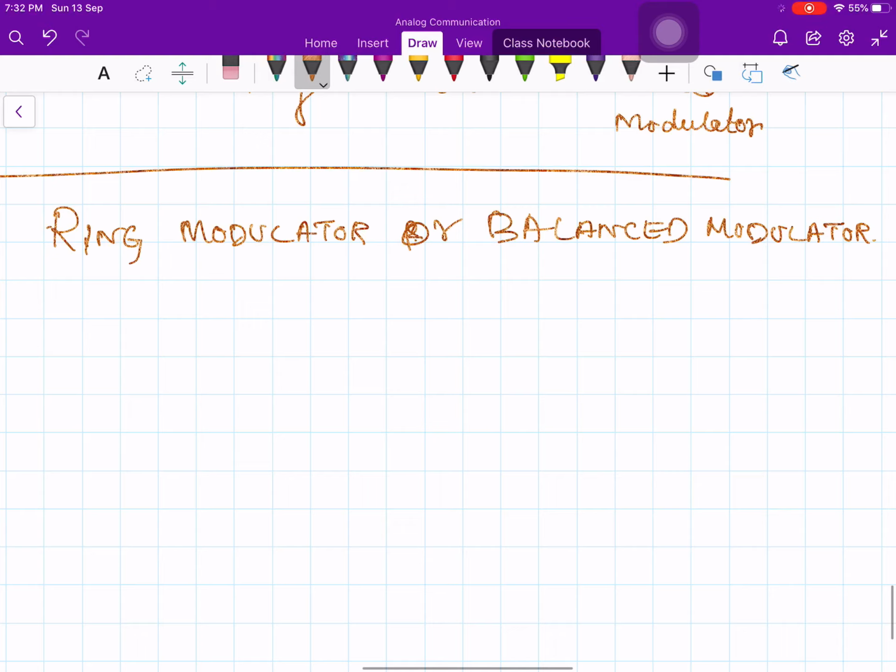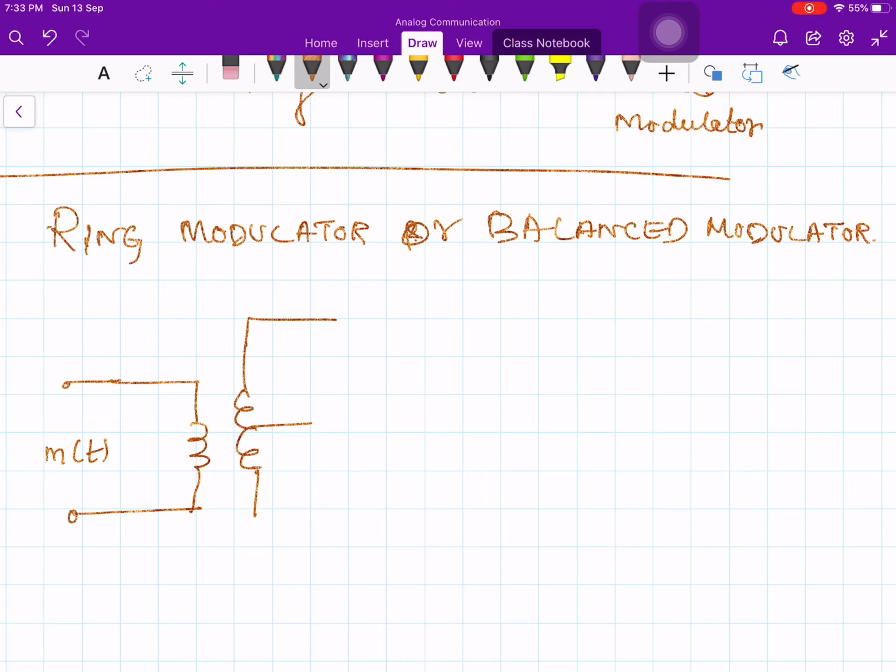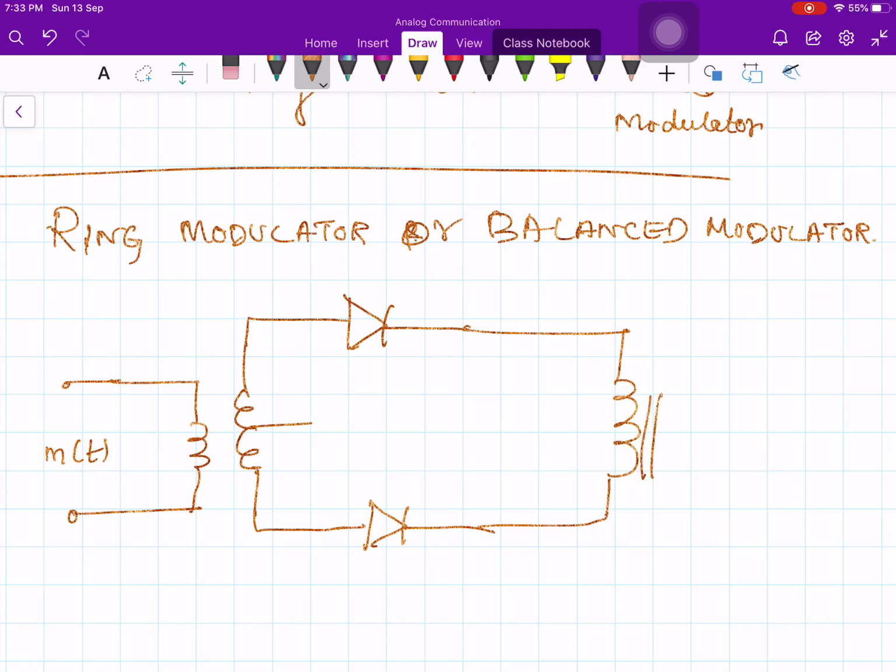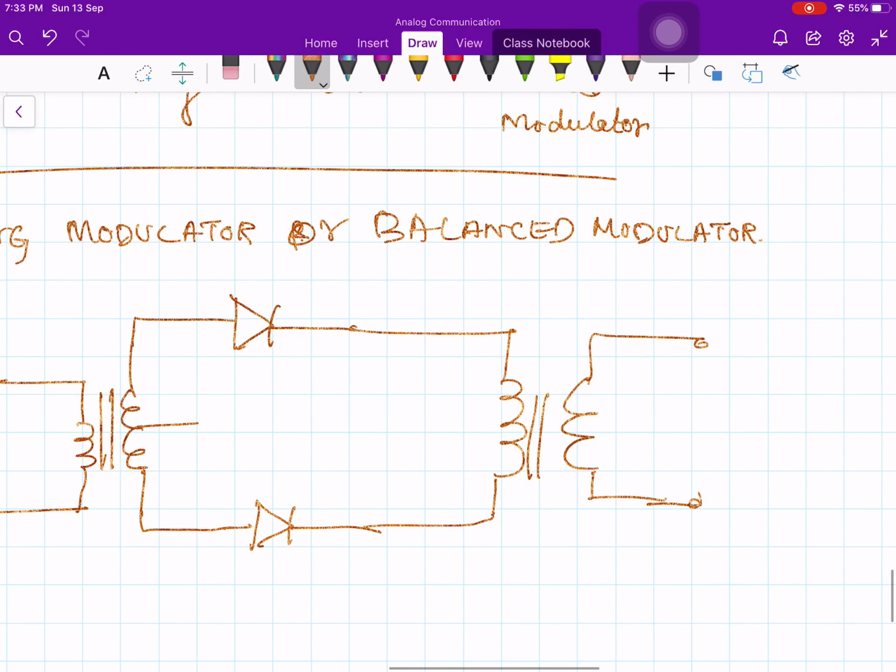Okay, let me draw the circuit diagram. Here you apply m of t, your message signal. You take a center tapped transformer, center point, and then you put a diode like this, and then here also you put a diode like this, and this is connected to again another center tapped transformer. And this is your modulated signal, I mean DSB-SC modulated signal.